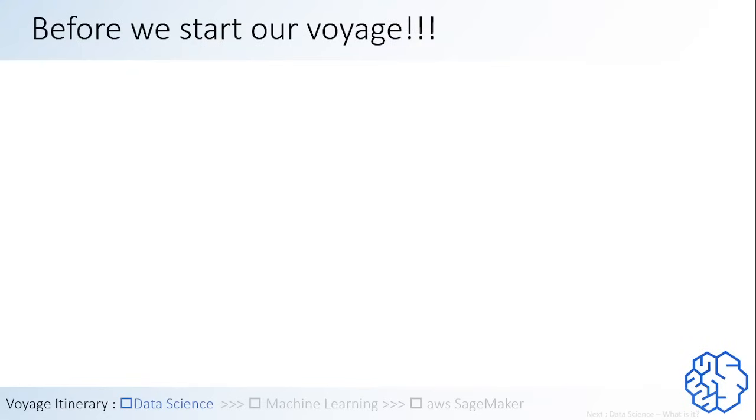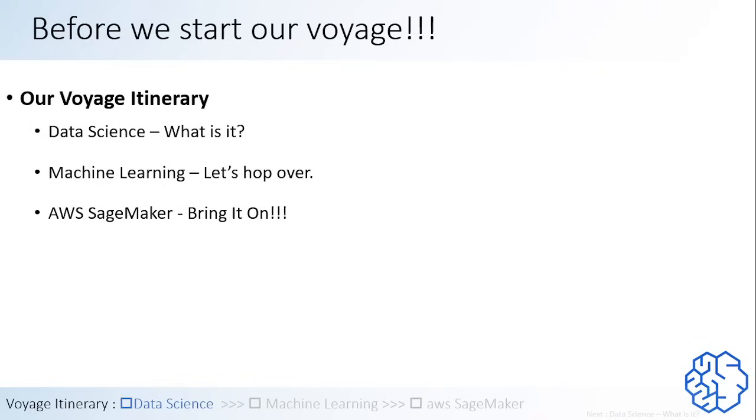Before we start our voyage, let's talk about our voyage itinerary that we spoke of in the last slide as well. First, we are going to do data science. What is it? Machine learning. Let's hop over. This is our bus. This is our space shuttle. We are going to hop over the machine learning space shuttle. And finally, AWS SageMaker or any other IDE. Bring it on. All right, let's go to the first part of it.